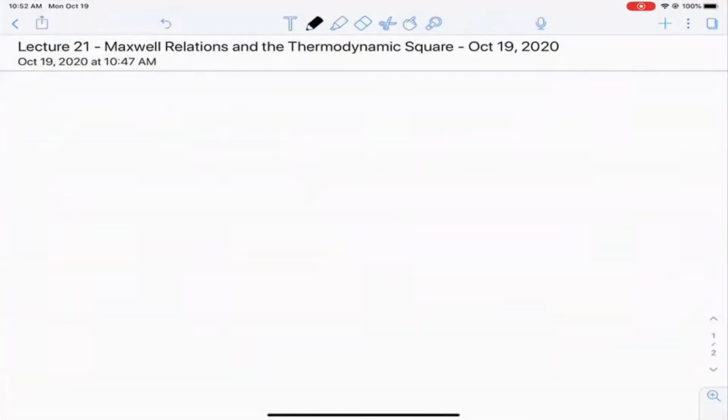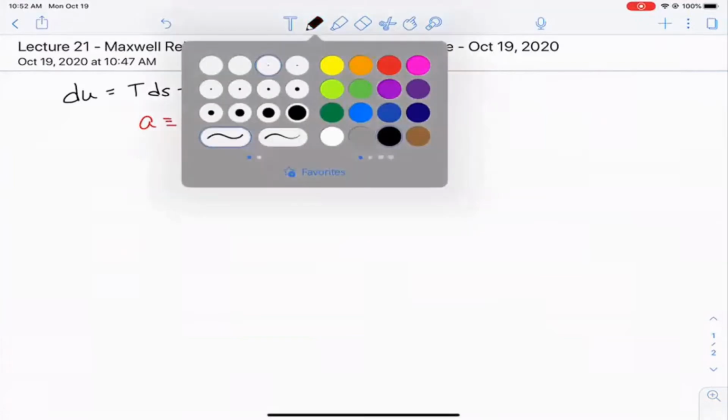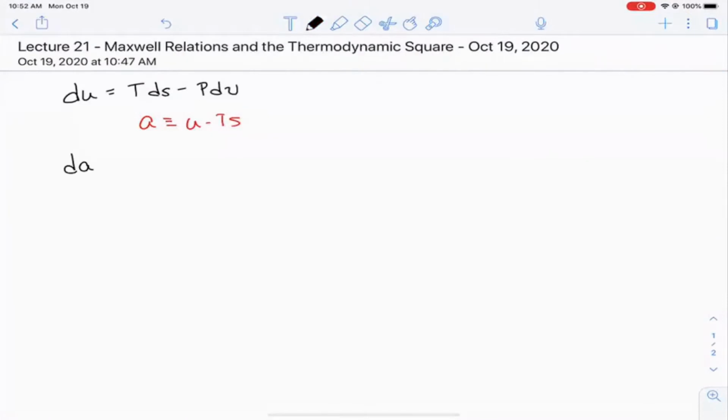We're going to try to pick up lecture today where we left off the previous lecture. And if you recall, from the first postulate of thermodynamics, we developed the differential for the internal energy, which was TdS minus PdV. Then we defined the Helmholtz potential A as U minus TS, and from there, we found its differential, which was minus SdT minus PdV.